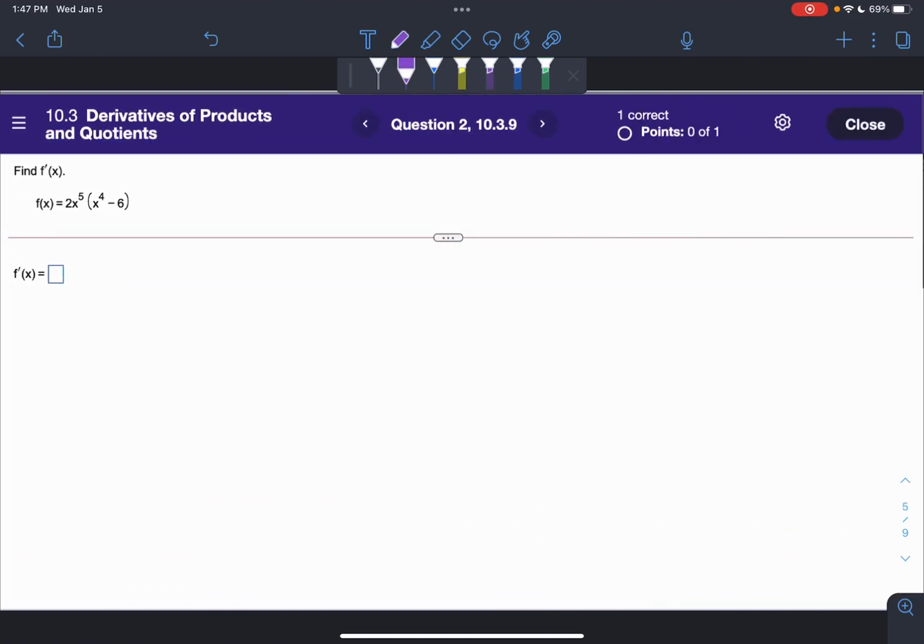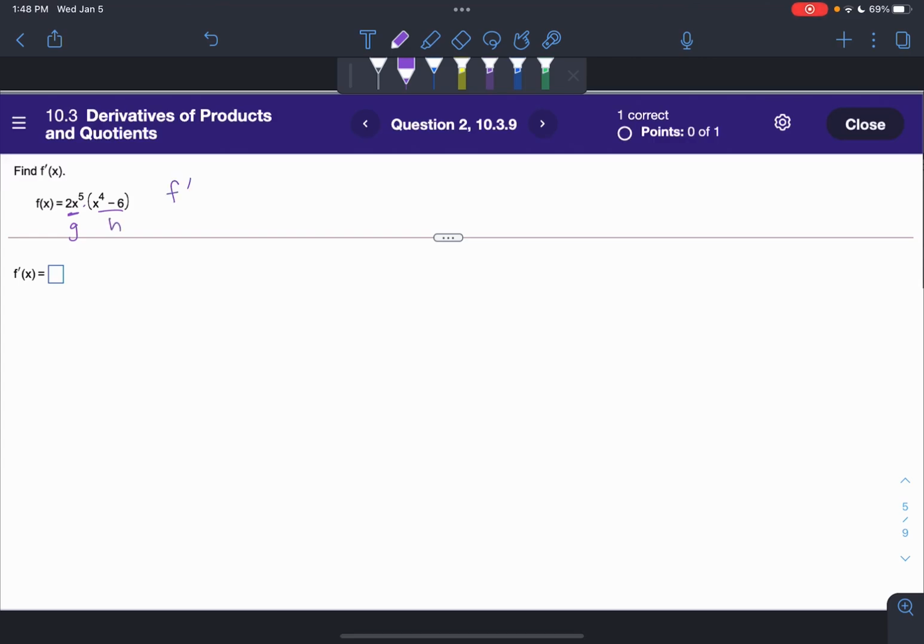Okay, so we have f prime of x. And again, if I write f of x, I have this 2x to the fifth times x to the fourth minus 6. So two functions of x being multiplied, I need to use the product rule. I can't just take the derivative of this term times the derivative of that term, which we found not to be equivalent. So we have to use our product rule. Again, I'm going to label it g and h.